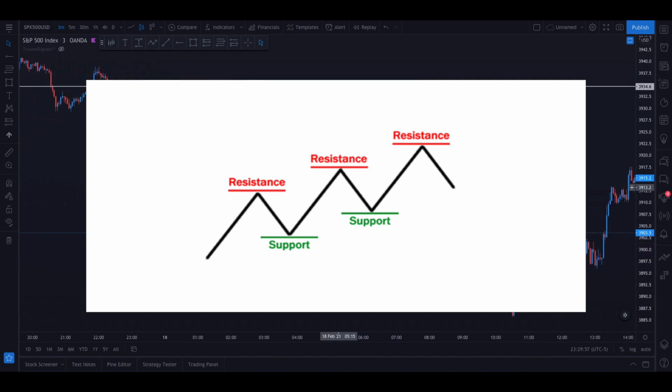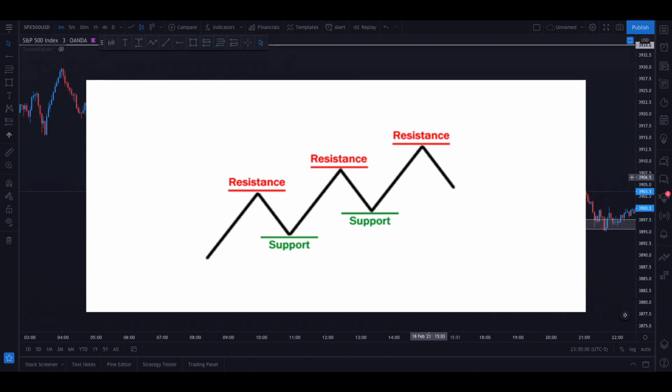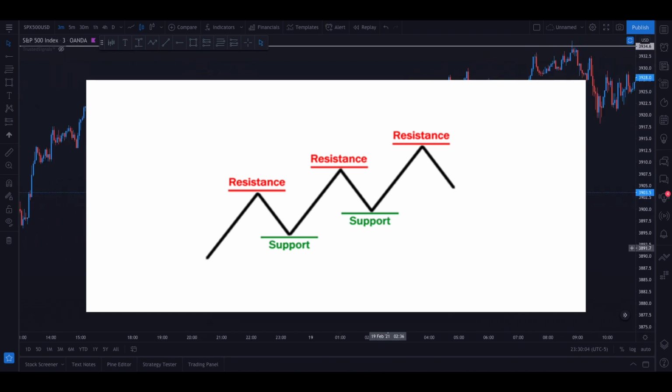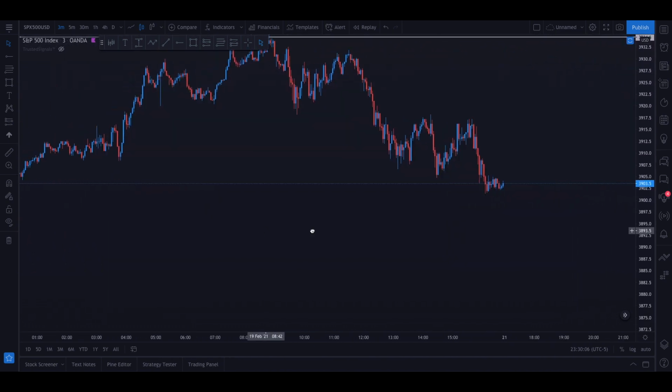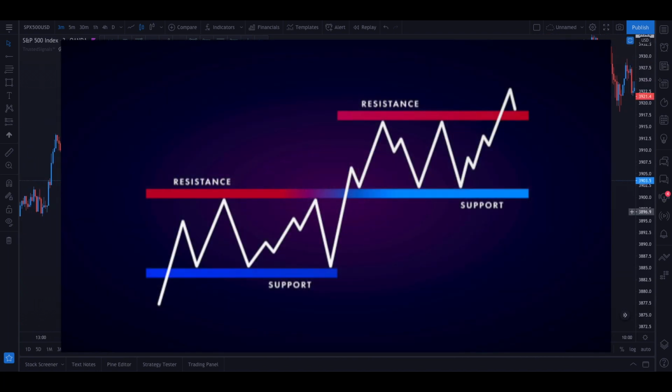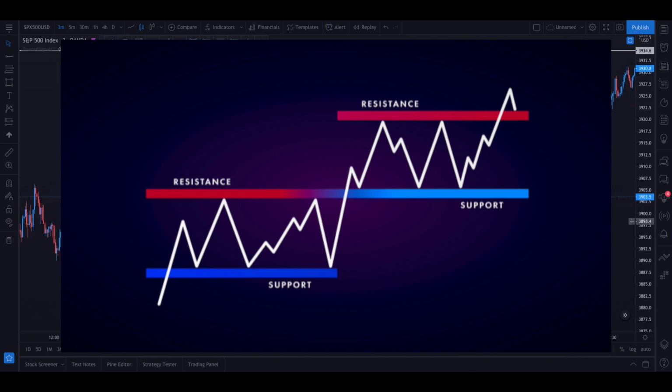In this way, resistance and support are continually formed as the price moves up and down over time. The reverse is true during a downtrend. In the most basic way, this is how support and resistance are normally traded. Trade the bounce. Buy when the price falls towards support. Sell when the price rises towards resistance.